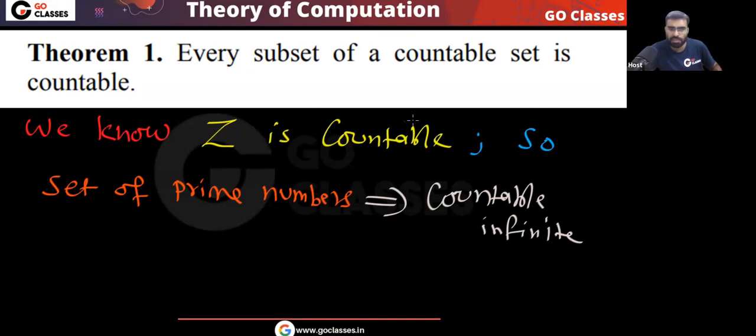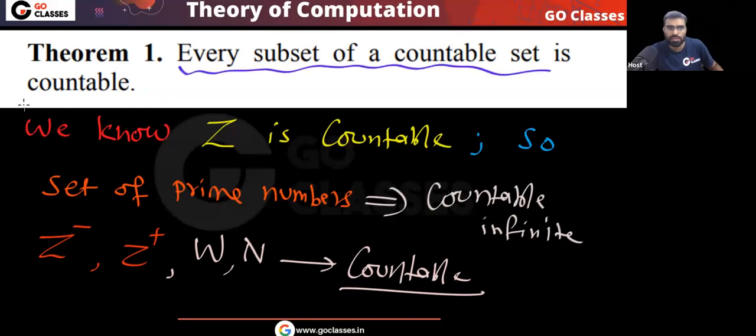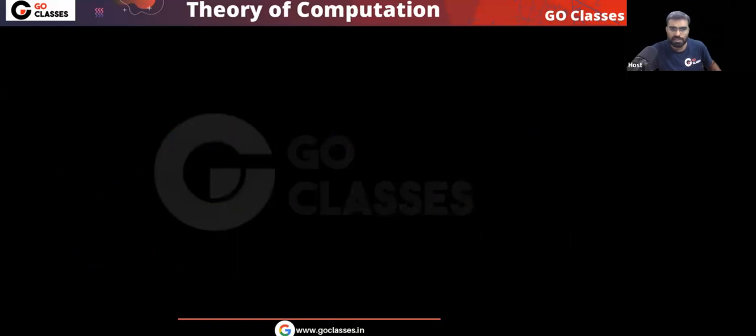Now because integers are countable, you can see negative integers are also countable. Z minus, Z plus, all these things are countable. Z minus means negative integers, here positive integers. Your whole numbers, your natural numbers, all these things are countable. So remember, every subset of a countable set is countable. So this is the result, a very simple, quite intuitive result. Okay, now let's see the next.